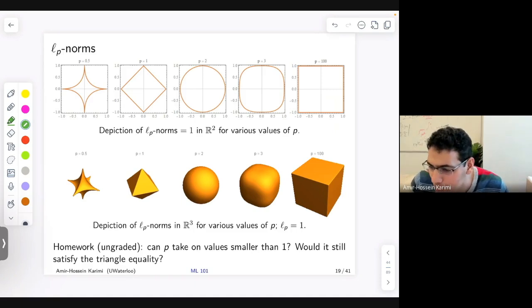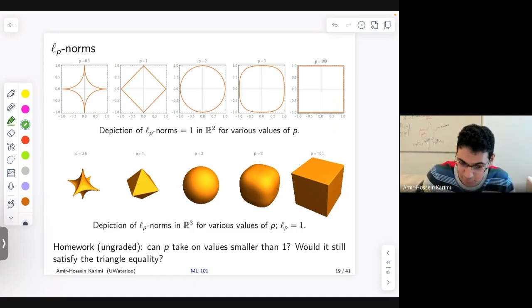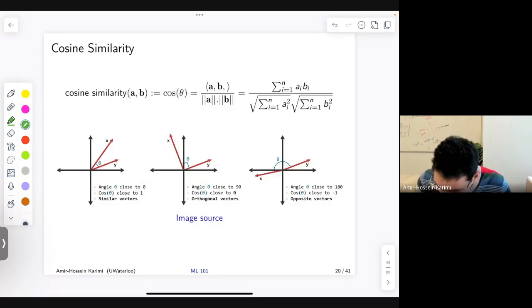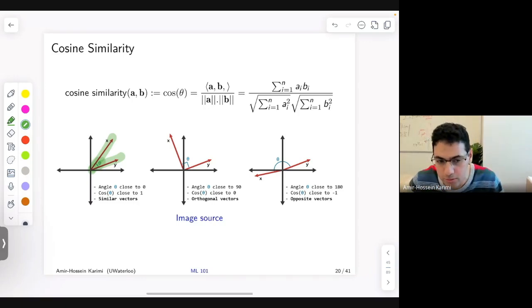And would that still satisfy the definitions of a norm or a distance? Anyways, we also have, it was suggested to us to look at cosine similarity, right? Cosine similarity is really, it's in the name. It's the similarity between two vectors according to the distance defined as the angle between those two vectors.